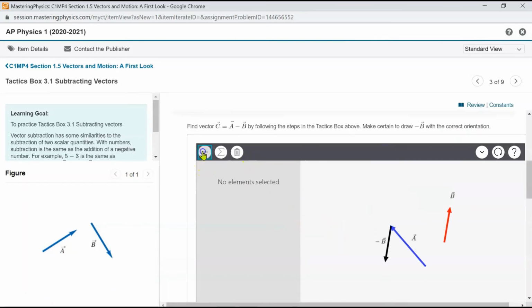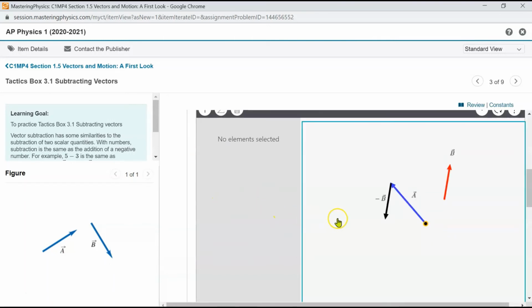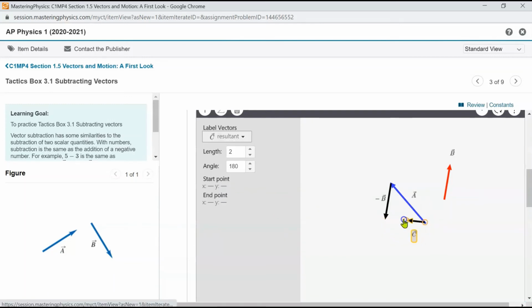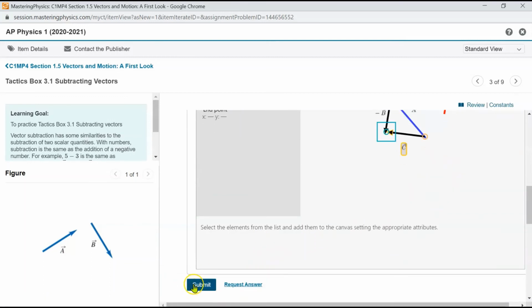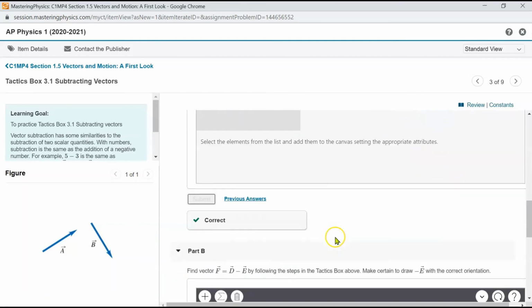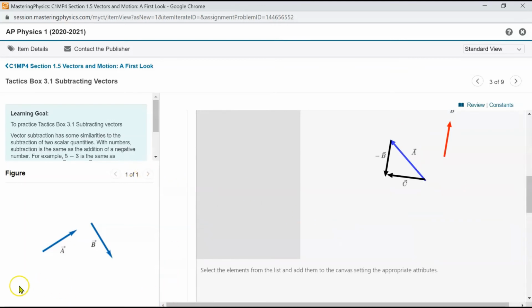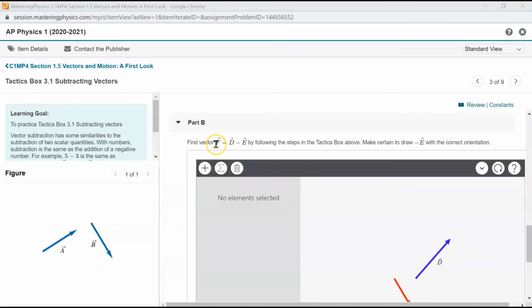Now we're going to get our vector C. Of course, we have to draw it. Just like before, we start at the tail of the first vector and draw the arrow of the resultant to the tip of the last vector. And then we hope it's right. Yay, it's right. We want to find vector F, which is vector D minus vector E.